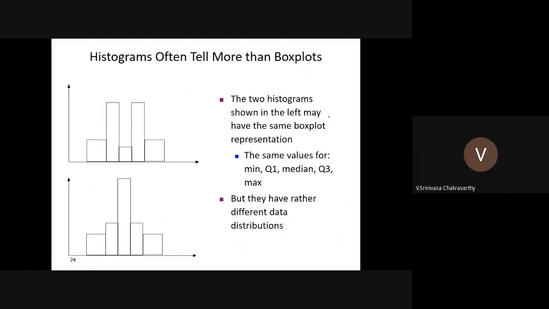No, histograms often tell more than a box plot, because look at these two histograms of some data. In the first case, you can see that it has two peaks. There seems to be some kind of a bimodal distribution underlying the first data set. This one seems to be unimodal. When you look at a histogram, you can make that out.